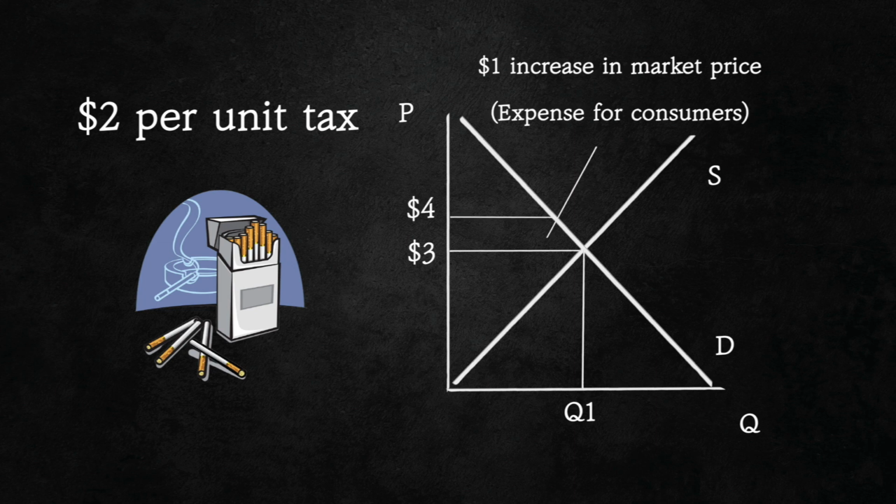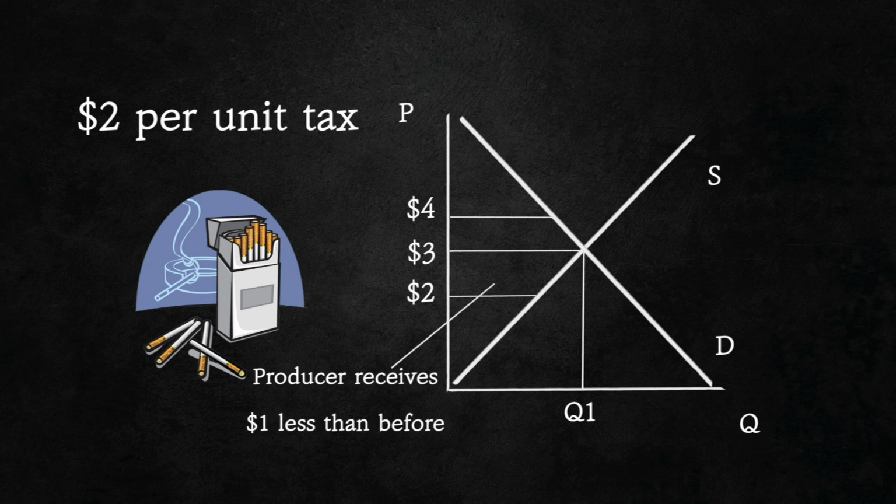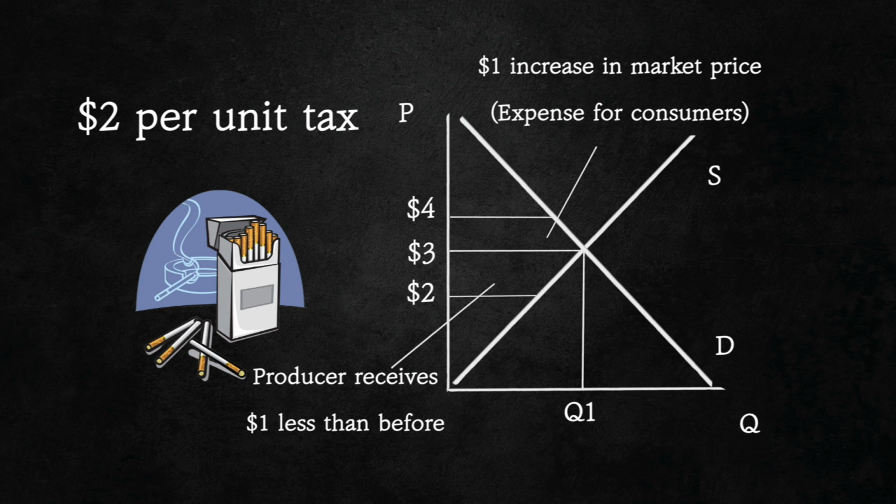This is the $1 expense the consumer pays through an increased market price. Now the remaining $1 expense that makes up a total of $2 per unit tax goes to the producer. This means that the price producers actually receive from the $4 cigarette is $2. See how the producer and consumer each have given up $1 from the transaction.